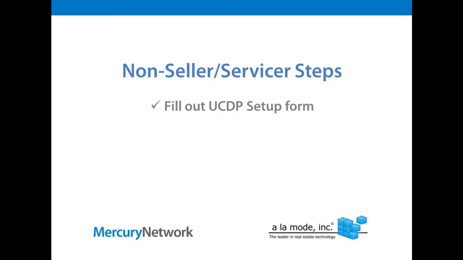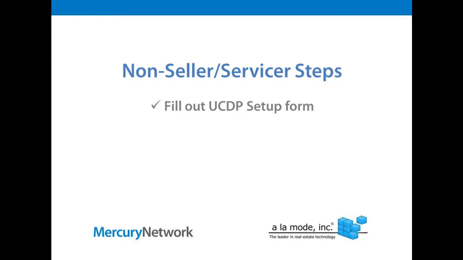Next, you'll fill out and submit the UCDP setup form. The UCDP setup form is a joint GSE form and should only be submitted once. So if you've already completed the Freddie Mac or the Fannie Mae registration steps, you can skip the next step. Otherwise, complete the form online in order to gain access to the UCDP.